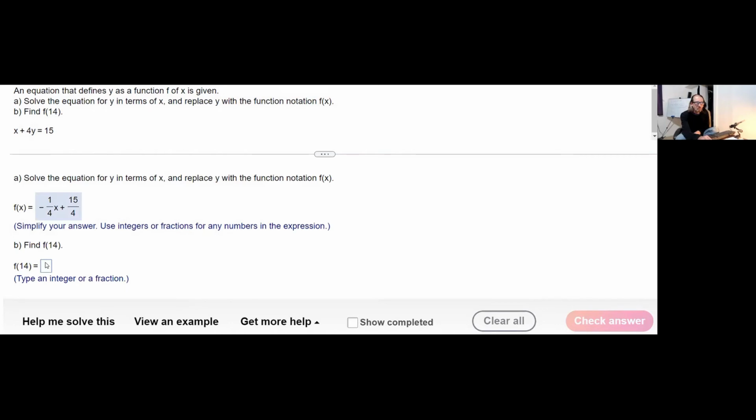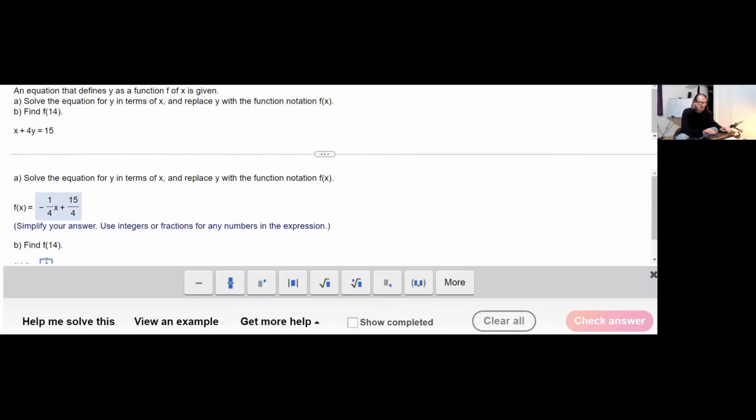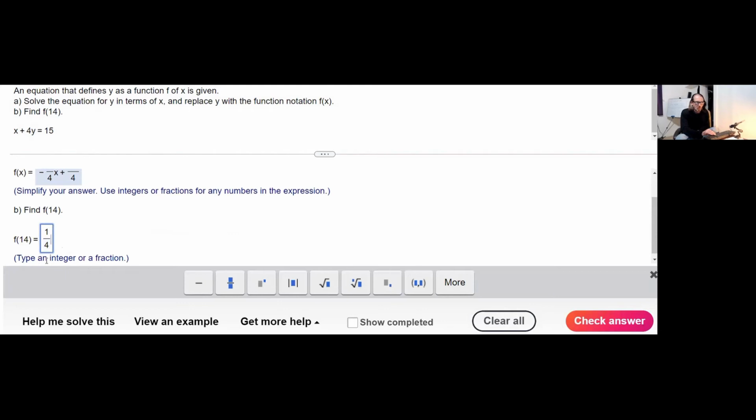So plugging in 14 for x, so leave that as 14/4 though, because of what we have to add it to. It's also having its sign change. So negative 14/4 plus 15/4 will give us 1/4. Notice I'm not converting that to 0.25 because they want us to type an integer or a fraction. Checking that answer. There we go.